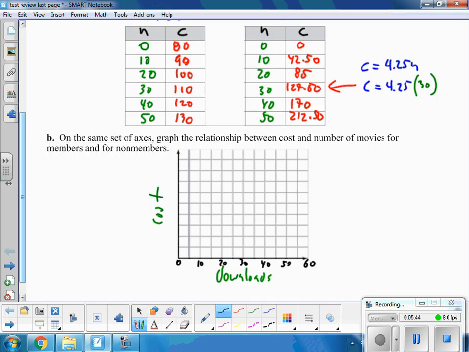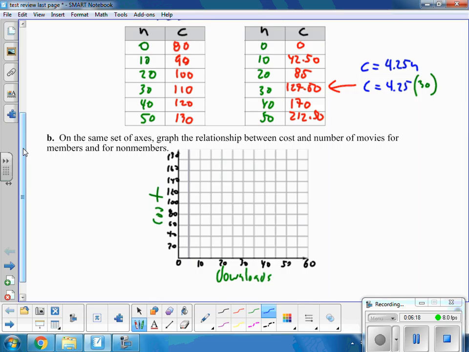For cost, it looks like I might be able to go by tens: 10, 20, 30, 40, 50, 60, 70, 80, 90. No, that only gets me to 100. I probably need to go by 20s on this one: 20, 40, 60, 80, 100, 120, 140, 160, 180. How I decided that was just looking at my tables, because I want my two tables to show up on my graph. If I pick it too small or too big, they're really not going to represent well.